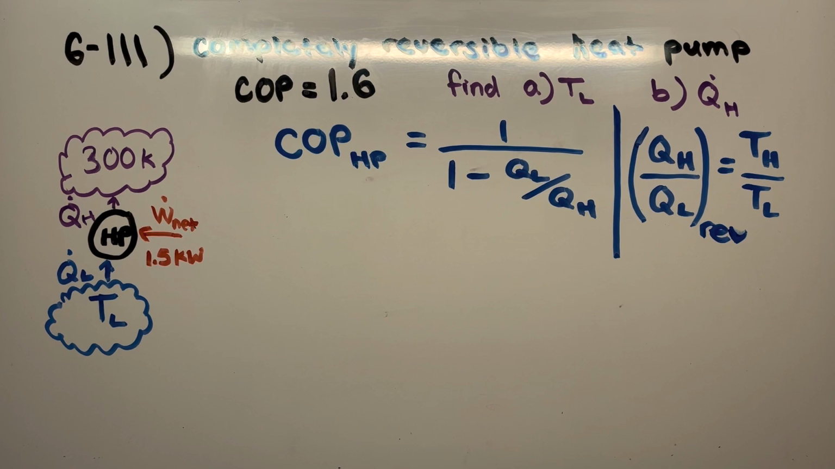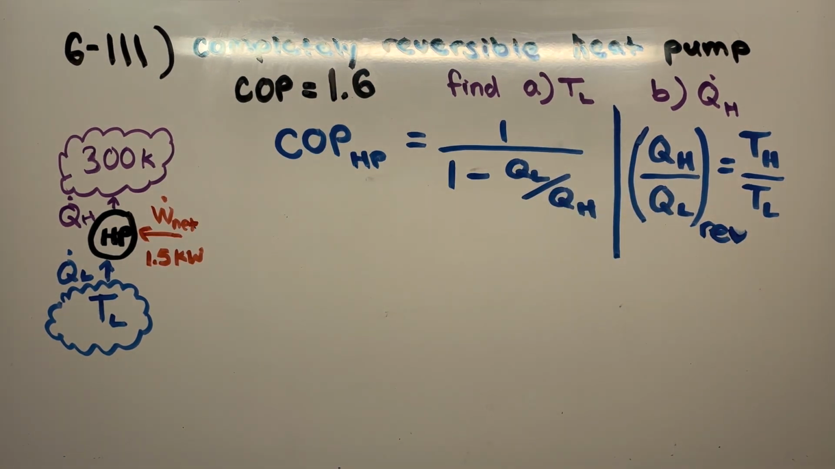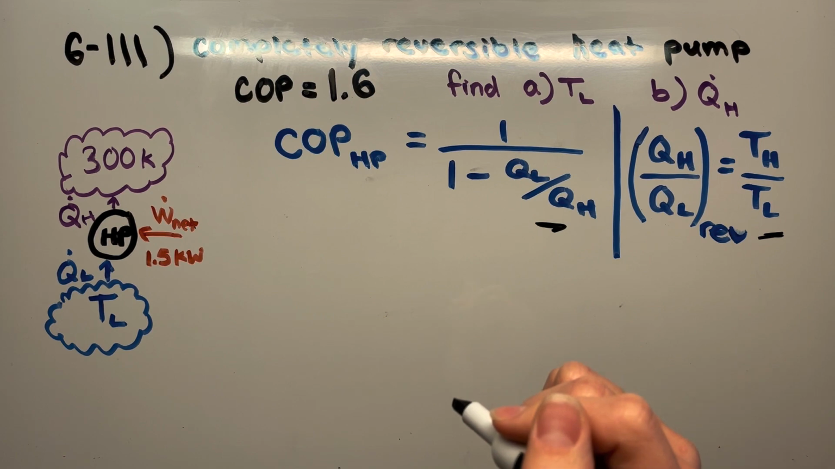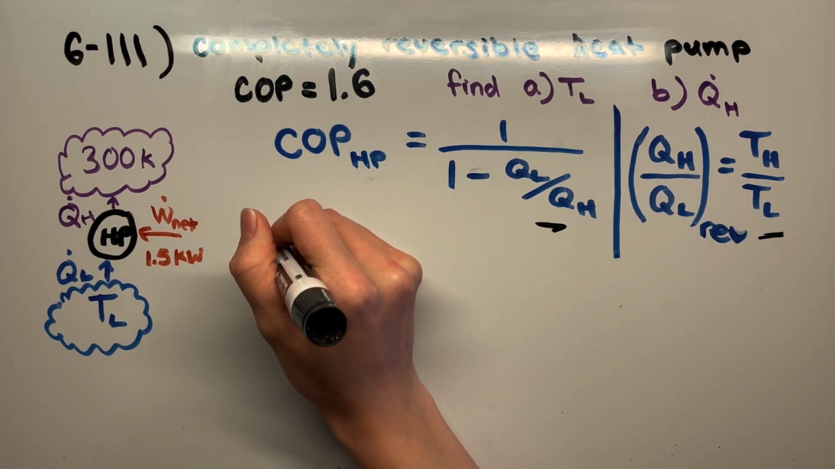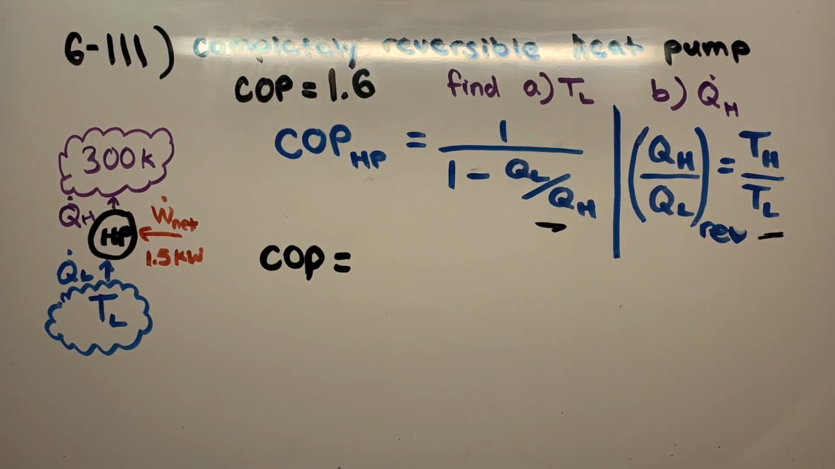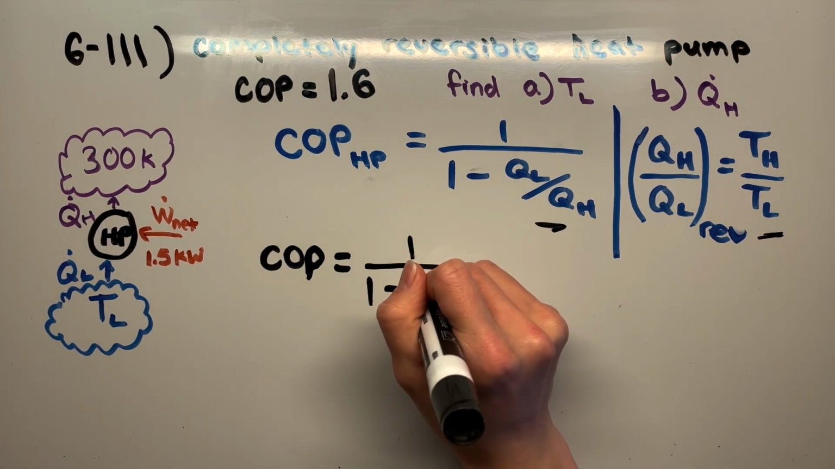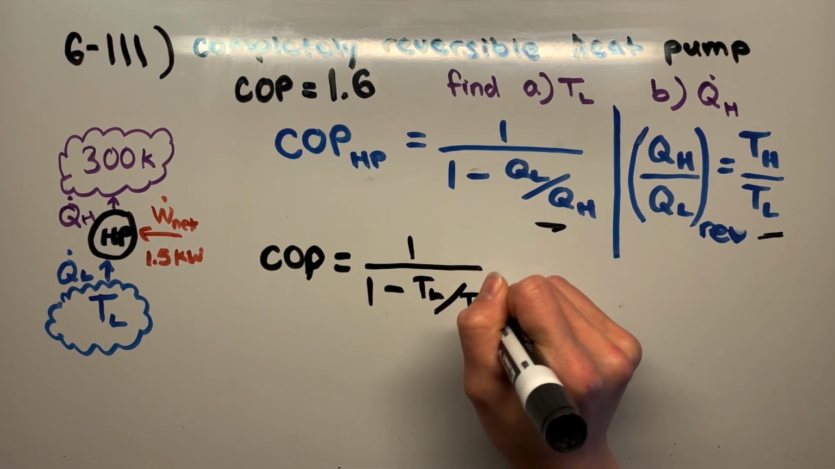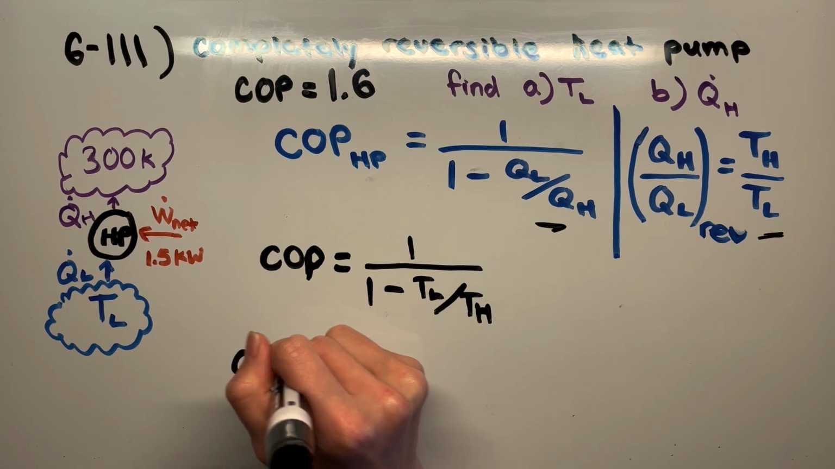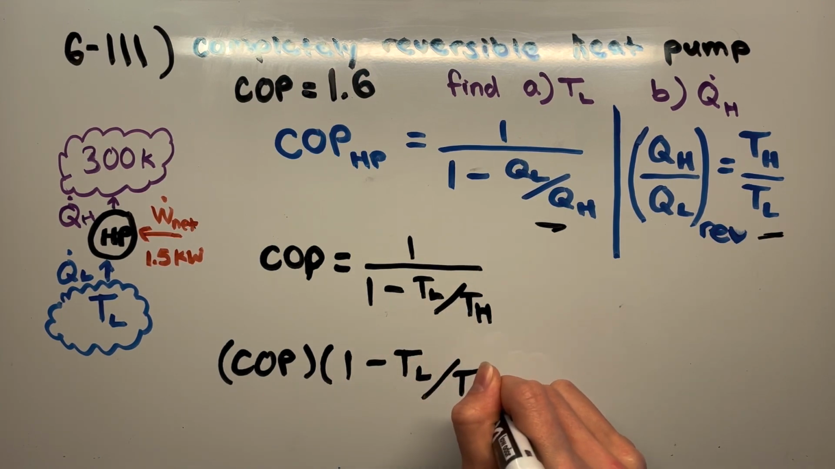Alright, with those known, we can find the low temperature, the temperature of the source, by plugging this part into here. I want to do some algebra first before plugging in values. So we'll do COP is equal to 1 divided by 1 minus TL over TH. We can rearrange the equation: COP times 1 minus TL over TH is equal to 1.